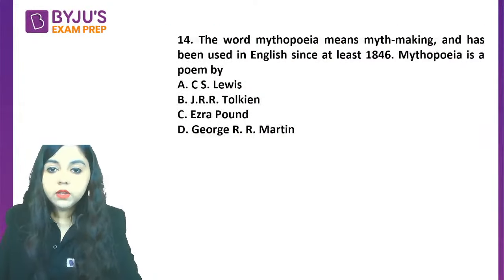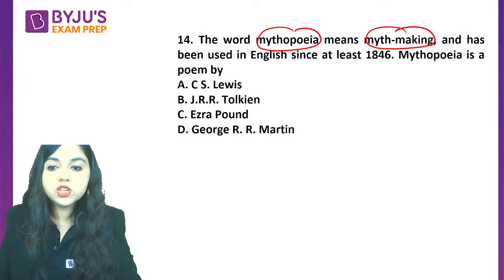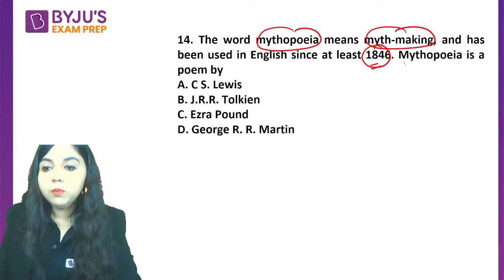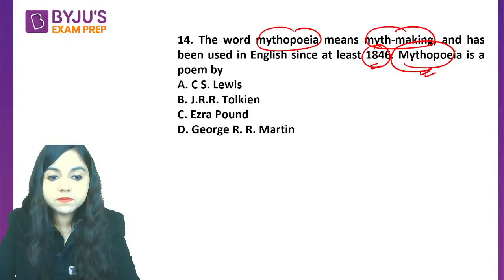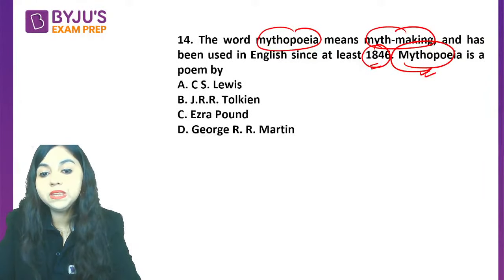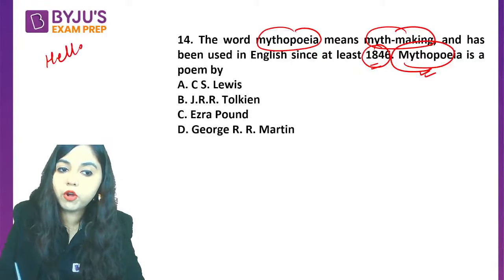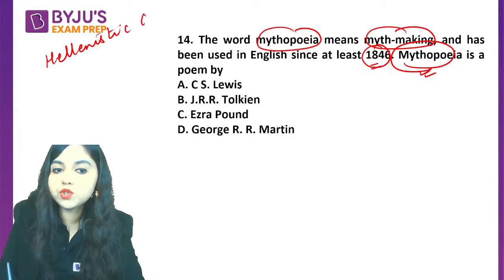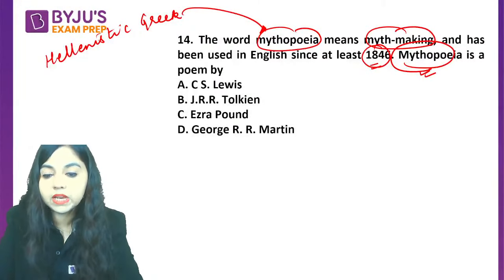Okay. All right. The word mythopoeia means myth making and has been used in English since at least 1846. Mythopoeia is a poem by which particular writer are we talking about? Mythopoeia comes from Hellenistic Greek, mythopoeia, myth making. A lot of times you get questions about where the word is coming from. It is coming from Hellenistic Greek.